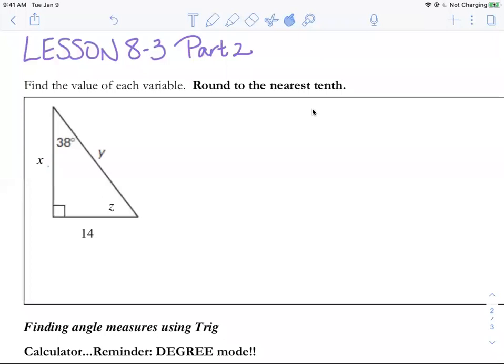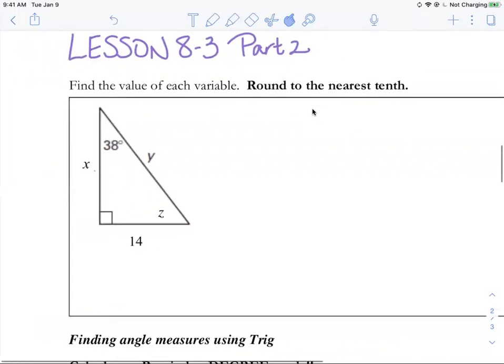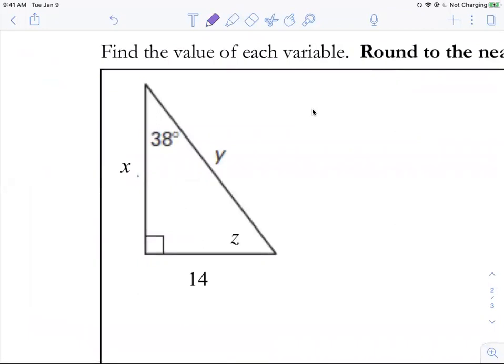Okay, this is going to be the second part of lesson 8.3 on trigonometry. So we're going to continue to solve the triangles using sine, cosine, and tangent. So remember, it's SOH CAH TOA.